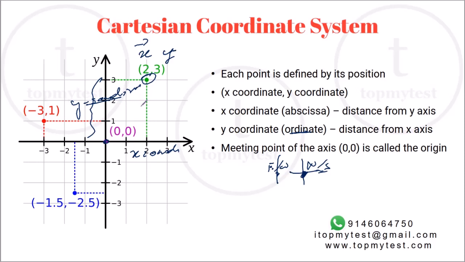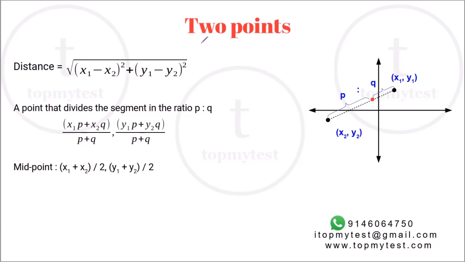Now, the basic building block of any geometry is points, right? We have already located the points. Now, if you have 2 points, let's call them (x1, y1) and (x2, y2) as given here, we can find the distance between them using the distance relation. This basically uses your Pythagoras theorem to find the distance between them.